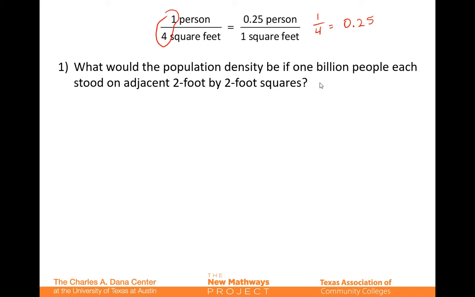It said, what would be the population density if 1 billion people each stood on adjacent 2 foot by 2 foot squares? And of course, 2 foot by 2 foot is 4 square feet. So that population density is what we have up above. There's 1 person for every 4 square feet, or we can write it in decimal form, 0.25 persons per square foot.